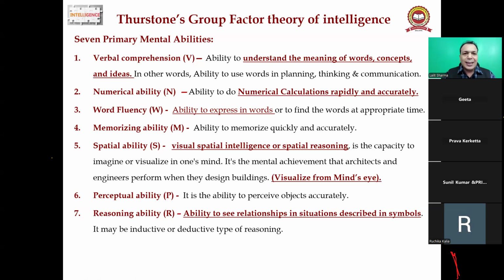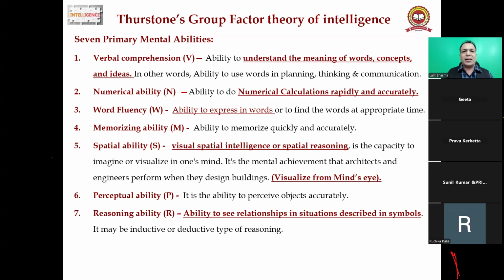Now we conclude that Thurston challenged the G factor, okay, which was given by Spearman. Thurston said that there is no G factor. Basically, these are the 7 primary abilities persons have, okay, but dominance of any one or two.